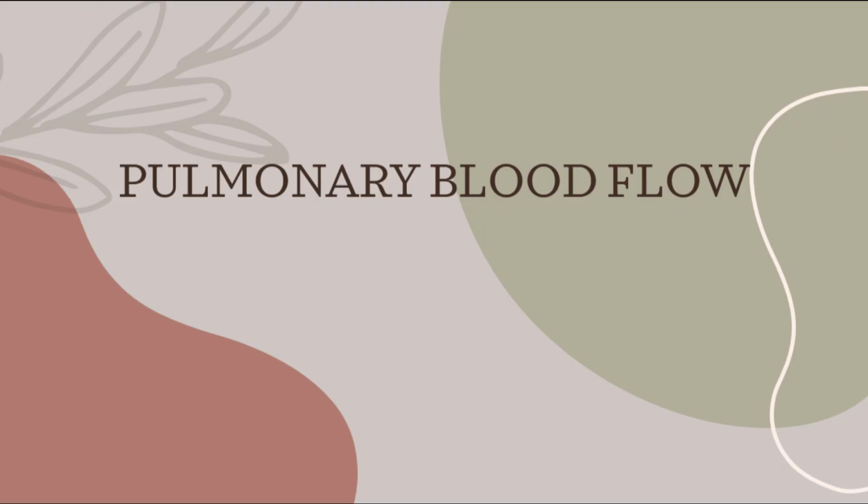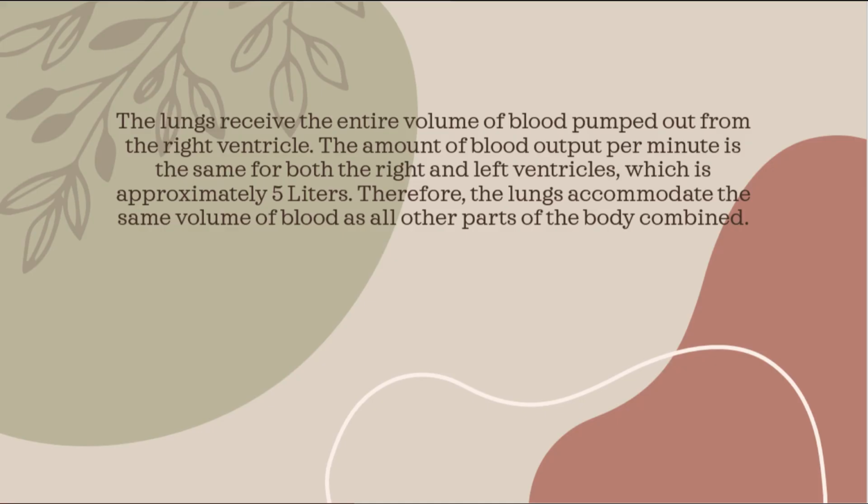Pulmonary blood flow. The lungs receive the entire volume of blood pumped out from the right ventricle. The amount of blood output per minute is the same for both the right and left ventricles, which is approximately 5 liters. Therefore, the lungs accommodate the same volume of blood as all other parts of the body combined.